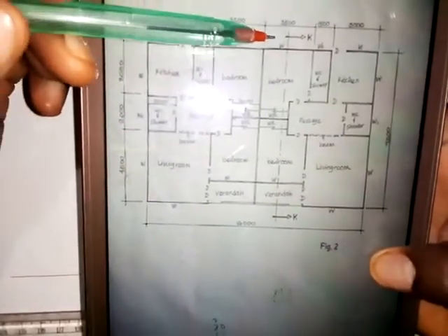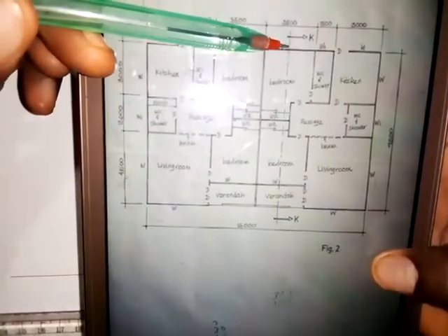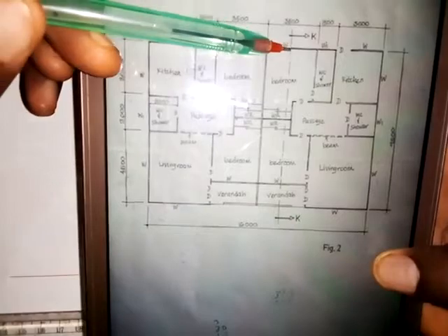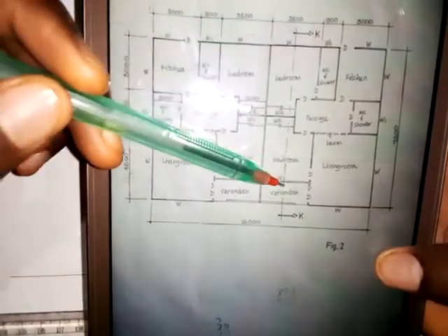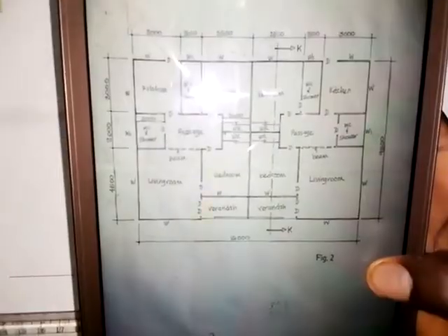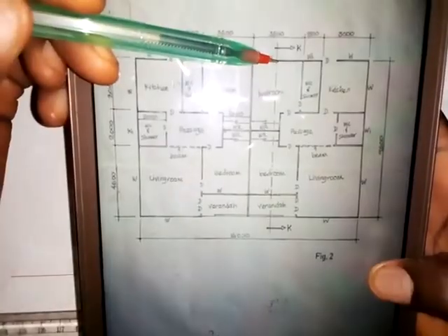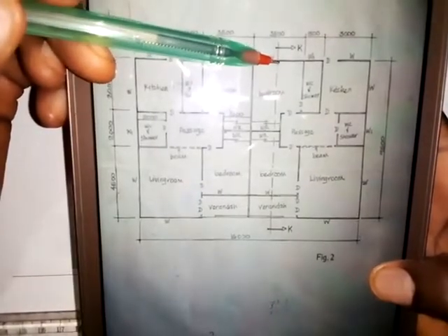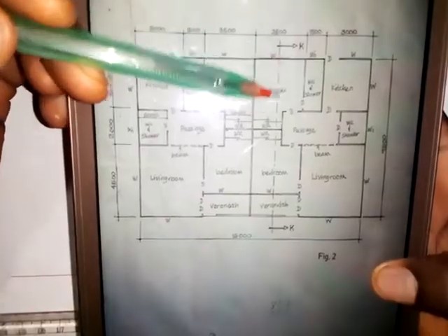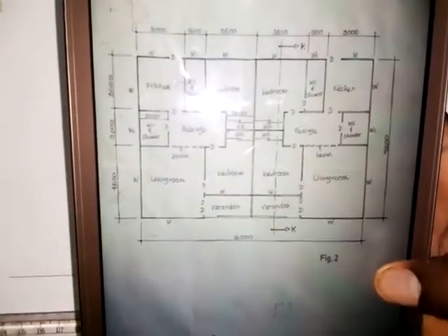Looking at what we have here, the cutting plane cut this window. It cut this window and also cut this window. So we are going to put them in our drawing. Alright, with what I've said here, we are going to start with this wall. How many walls do we have that the cutting plane cut? 1, 2, 3, 4. So we are going to erect them in this sectional view first. That's the first thing we are going to do.